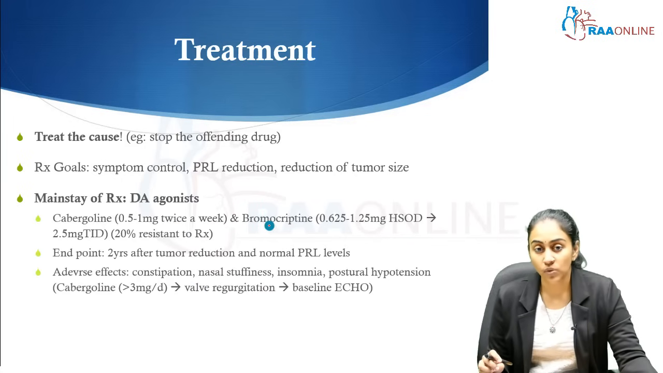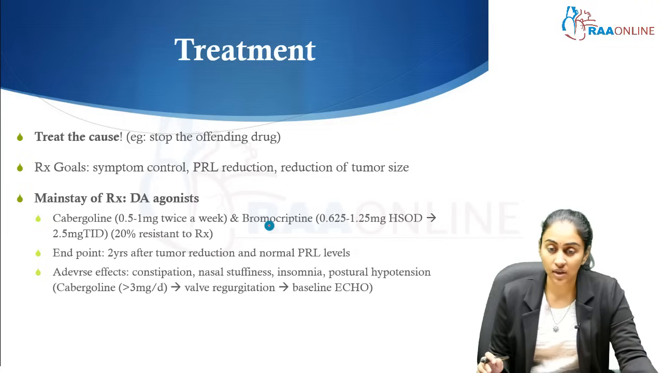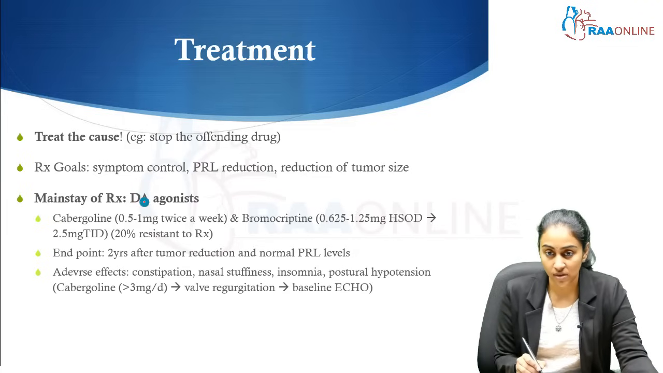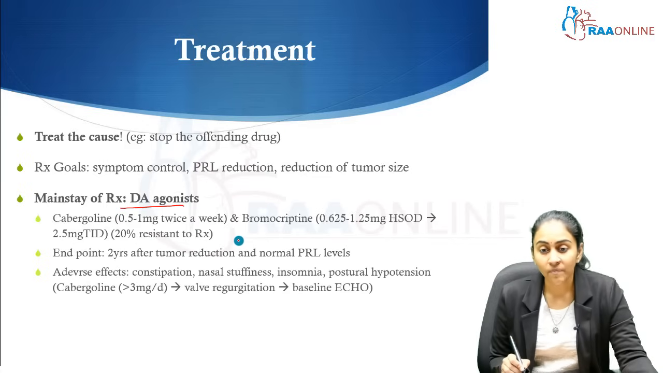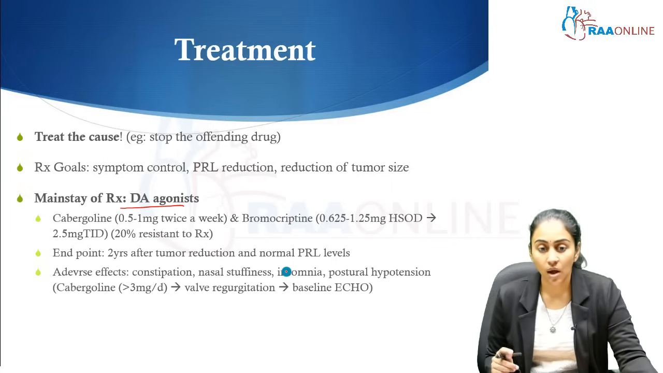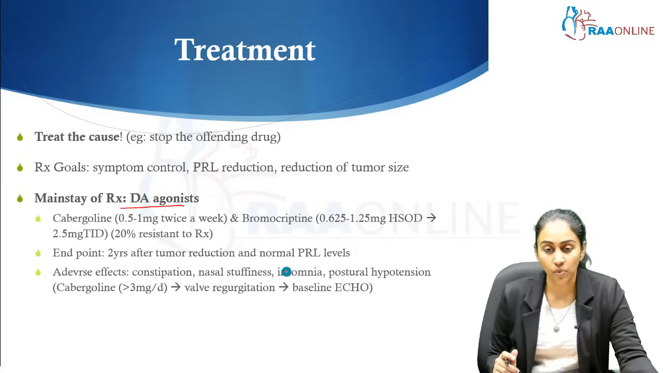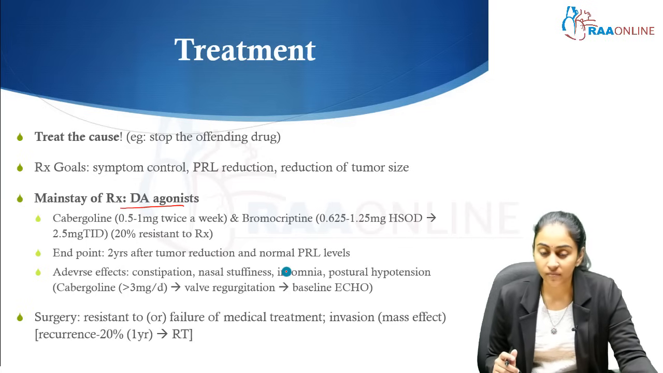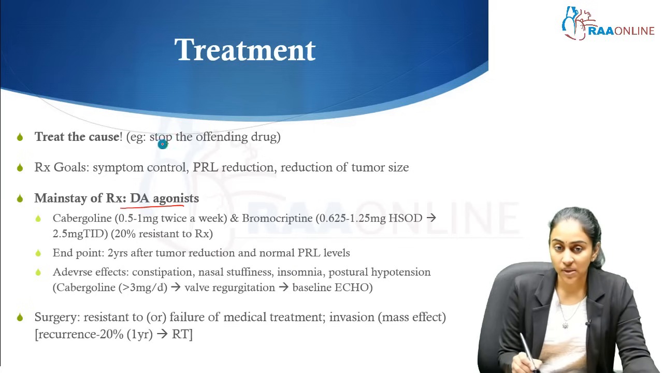The mainstay of treatment with respect to reducing the levels of prolactin is going to be dopamine agonists. So, cabergoline and bromocriptine are the ones that are commonly used, and we give them for up to 2 years after tumor reduction and until normal prolactin levels have been documented for 2 years. What are the adverse effects? Adverse effects are constipation, nasal stuffiness, insomnia and postural hypotension. So, this is going to be the mainstay of treatment.